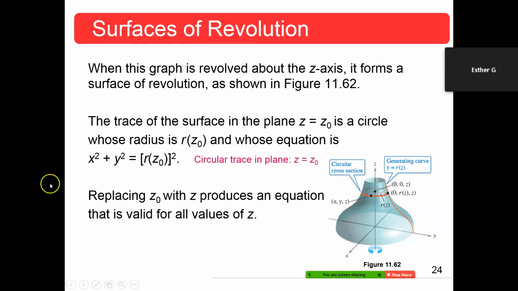And whose equation is x squared plus y squared is equal to r squared. That's your standard form for a circle. X squared plus y squared is equal to r squared.